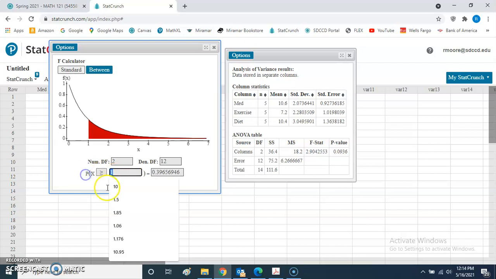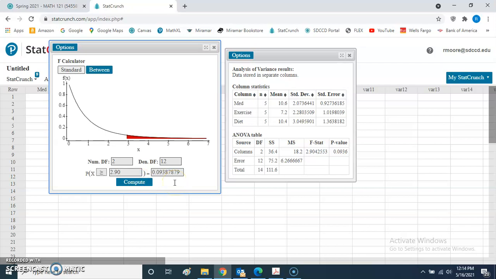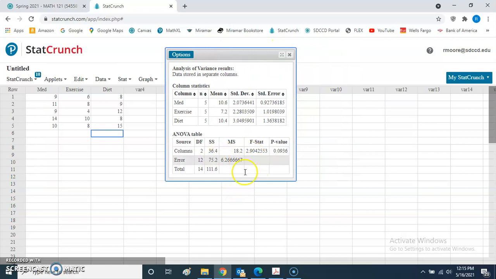We're going to use a greater than 2.90, hit compute, and there's that p-value, or at least, it's just a tiny bit different than what we see there. Wonder what that's all about. Well, I guess because this is rounded, so I rounded that. But okay, there you go, 0.0939, because I rounded the F-stat to 2.90. But there you go. There's kind of me showing you way more than what you need. Obviously, here's where you get your F-test statistic and your p-value.